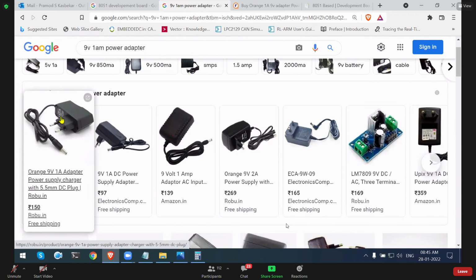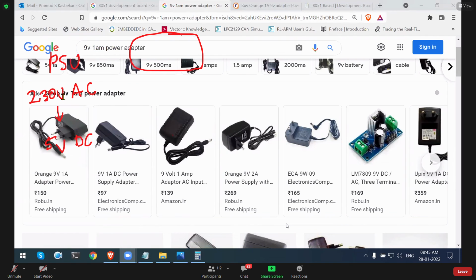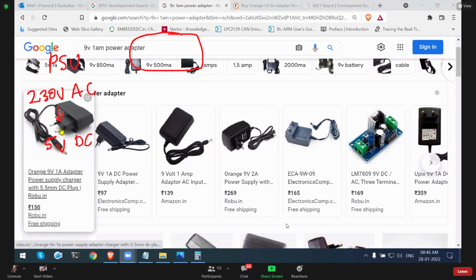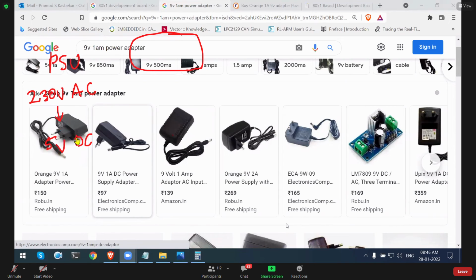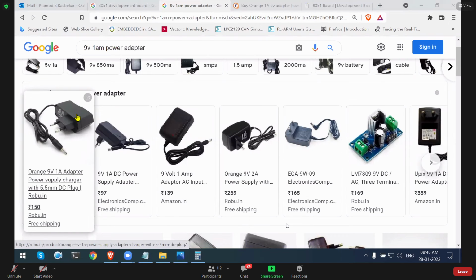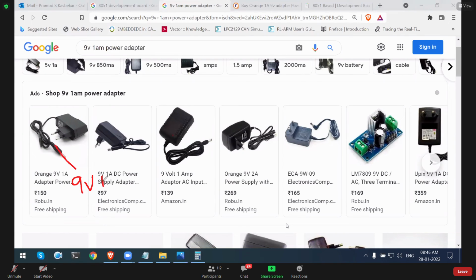Inside this adapter you will get a transformer, and you know the transformer will step down the voltage. If you give 230 volt AC, it should be converted to 9 volt AC with the help of the transformer. When you open this adapter, inside you will get a transformer and a bridge rectifier. From here you will get 9 volt DC. So 230 volt AC will be given to this one.